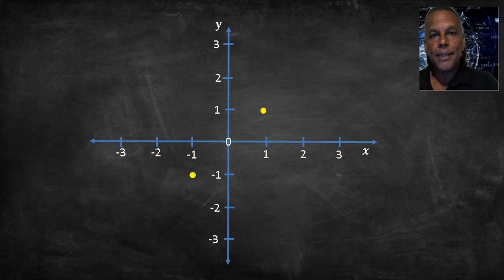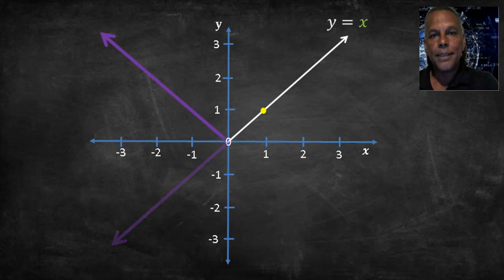You should note that the graph of y equals the mod of x is actually the graph of y equals x, where the part of the graph below the x-axis, in other words a negative part of the graph, is reflected in the x-axis.